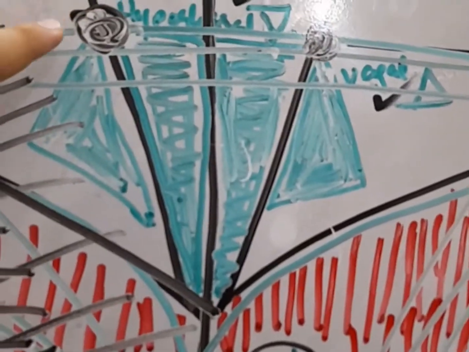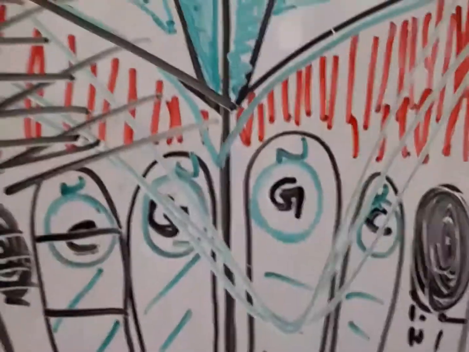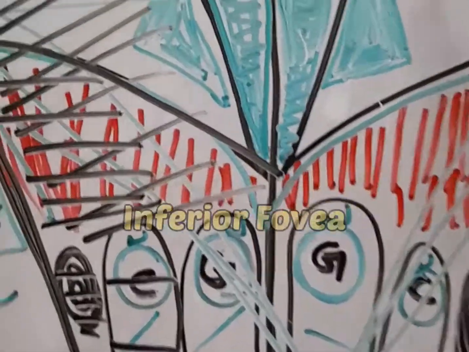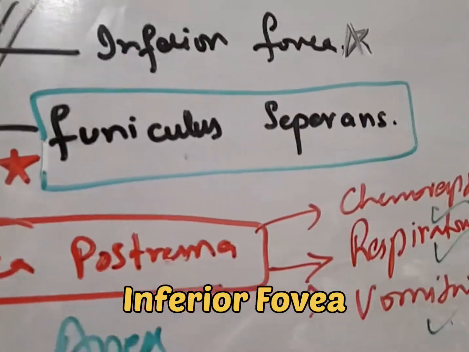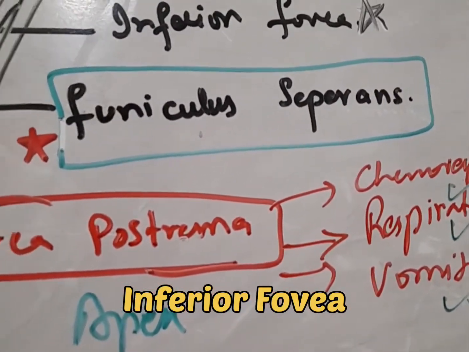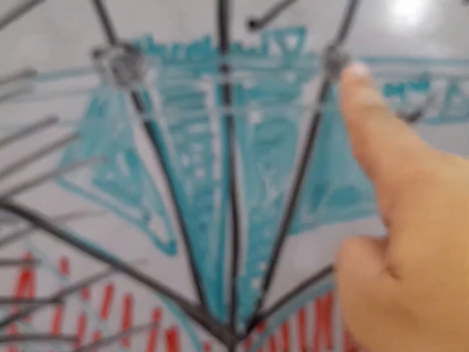So this point indicated by my finger is the point at the junction of the apex of the vagal triangle and base of the hypoglossal triangle. This point is called the inferior fovea. Inferior fovea. These two are the inferior fovea.